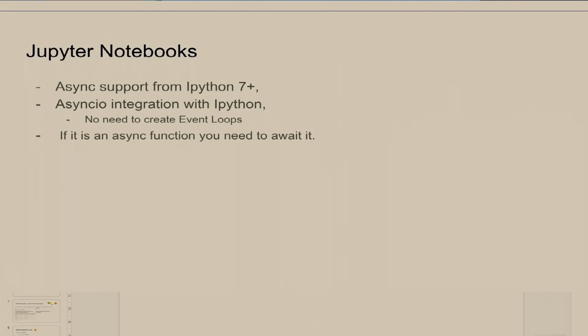Jupyter notebooks and asynchronization. With IPython 7 plus versions, it's great. You have inbuilt integrations with asyncio, and you wouldn't even have to create the event loops. You just create the task, and you can directly await your code inside the notebooks. We'll see it in a bit.